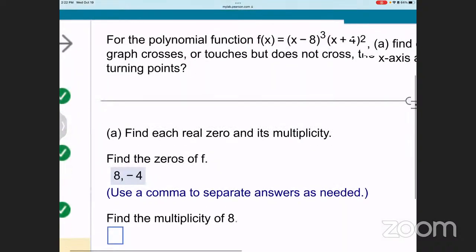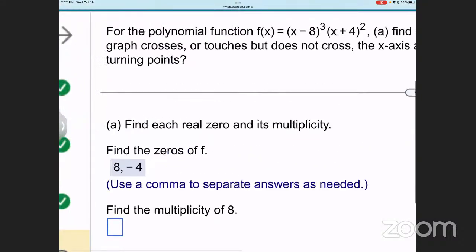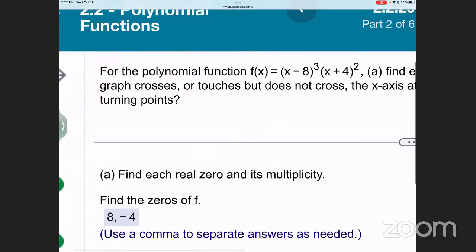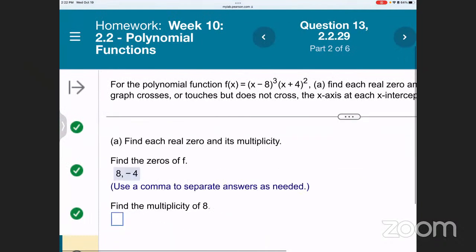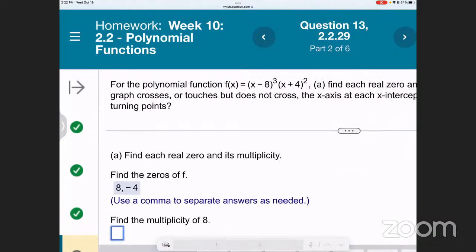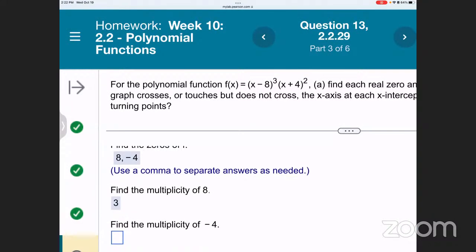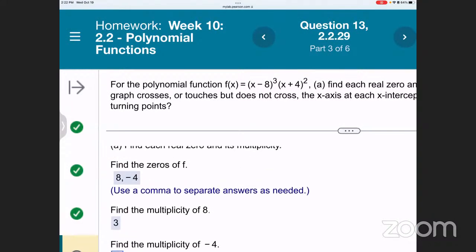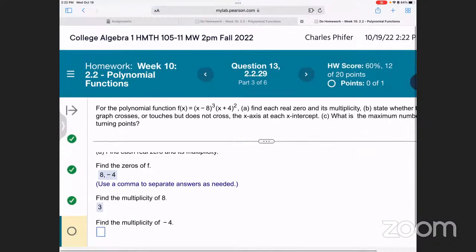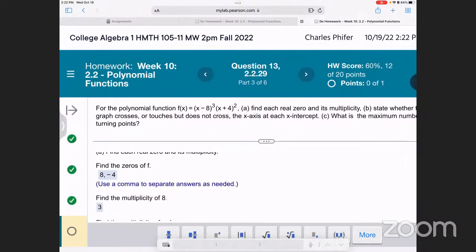So the multiplicity of 8 is 3. You can see that power of 3, so the multiplicity is 3. The multiplicity of negative 4 is going to be 2, because the power is 2. All right.